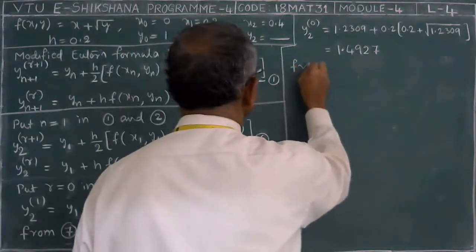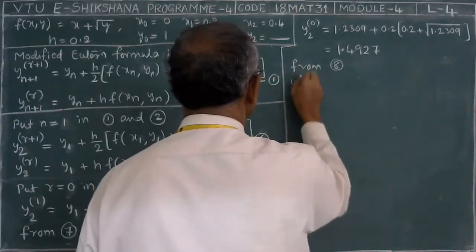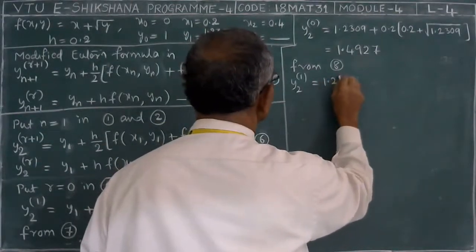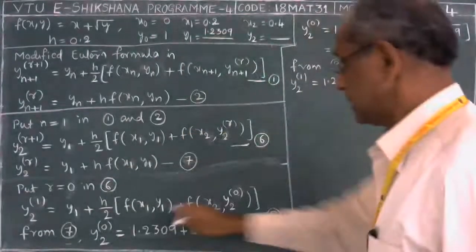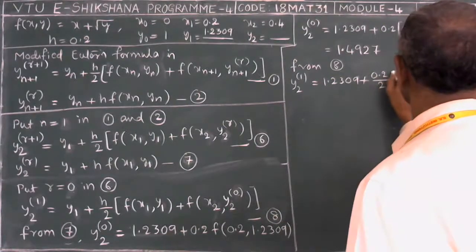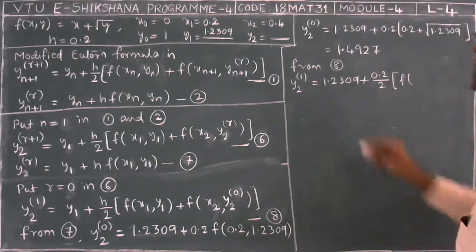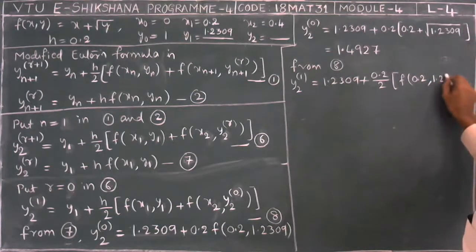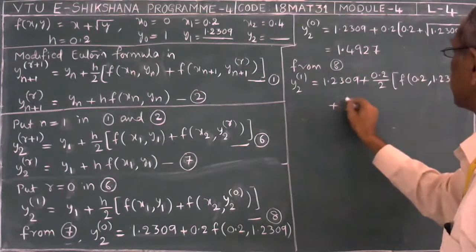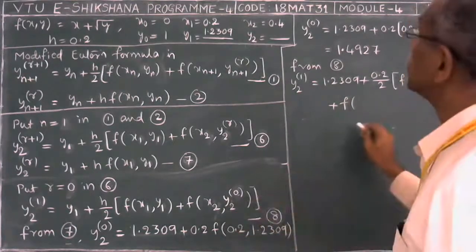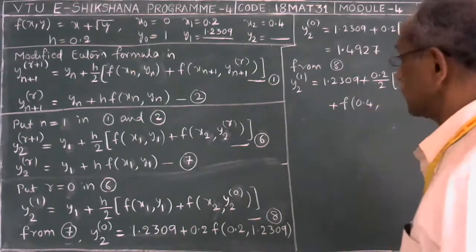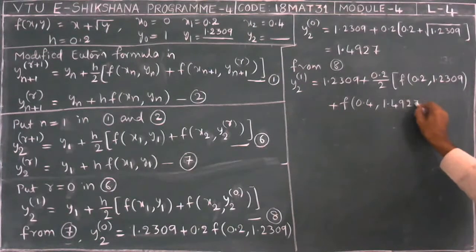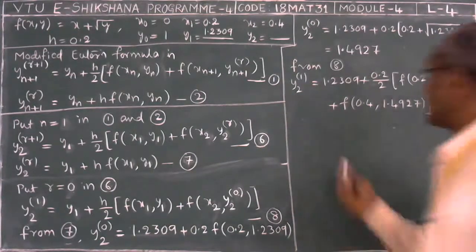Now, substituting y2 0 in the equation A, we get y2 1. y2 1 is equal to y1, what is y1? 1.2309, plus 0.2 divided by 2 into f of x1 comma y1, that is 0.2 comma 1.2309, plus f of x2, which is 0.4, comma y2 0, which is 1.4927, close the bracket. Now apply the definition and then compute.